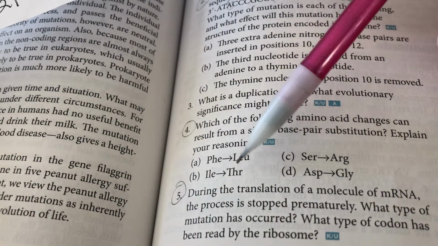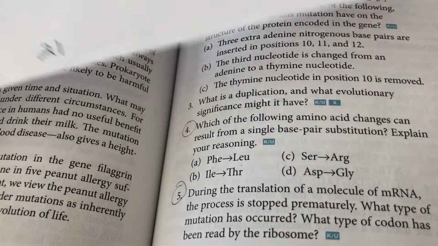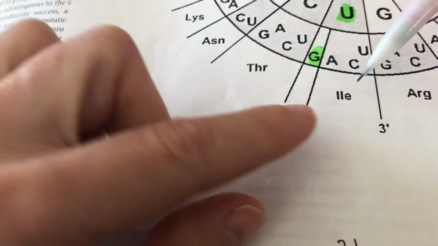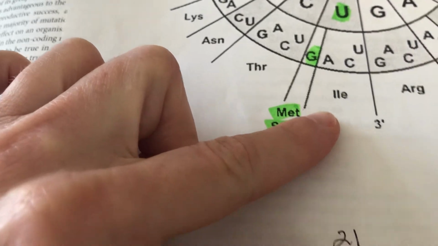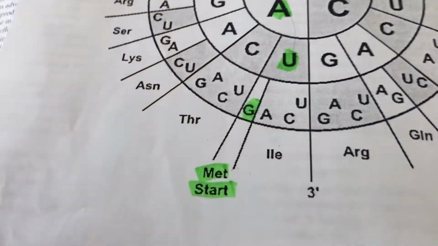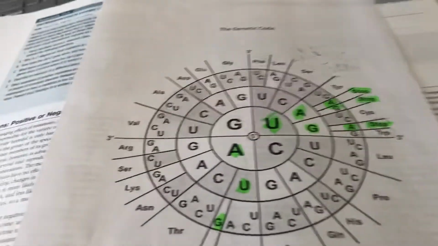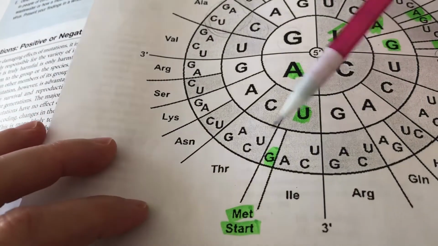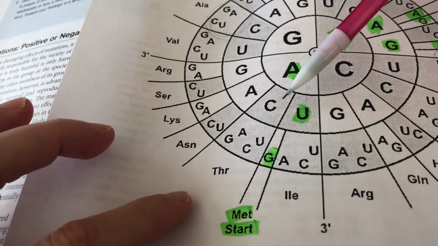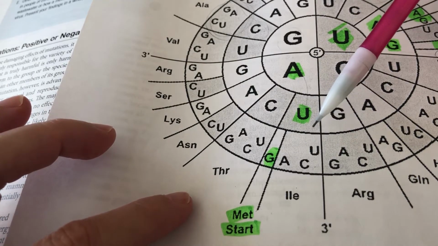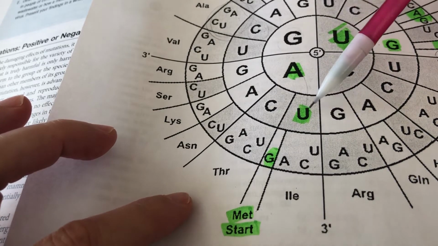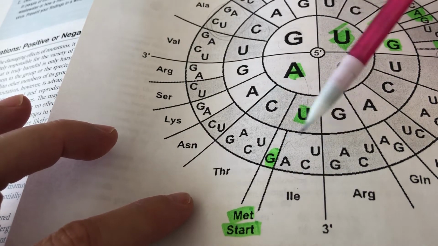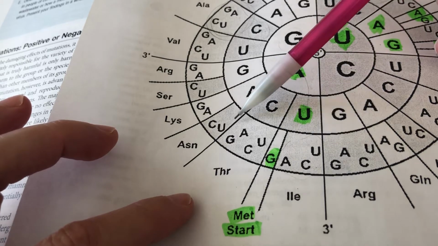B, isoleucine to Thr. So can we do that? So isoleucine is right here. Okay, I just have to pull this up a little bit. All right, isoleucine is right here. Thr is right there, threonine. And so we're going to have AU, AC, but we've got 3 of the 4 possible base pairs in the last codon, and we've got 4 of them here.